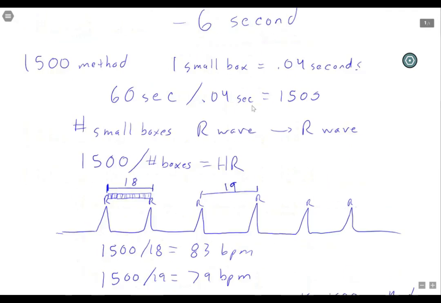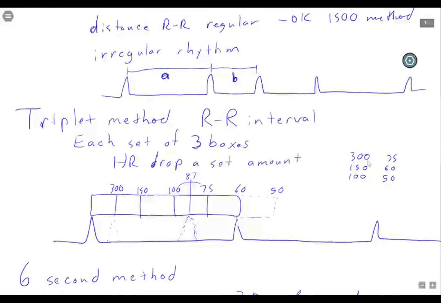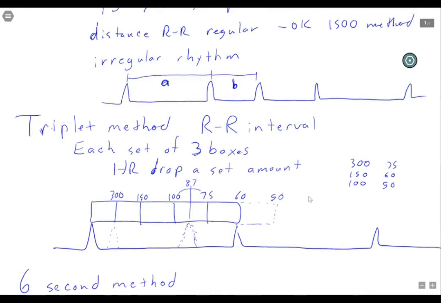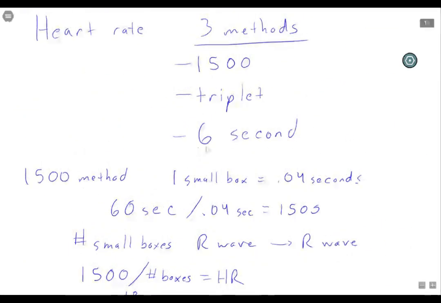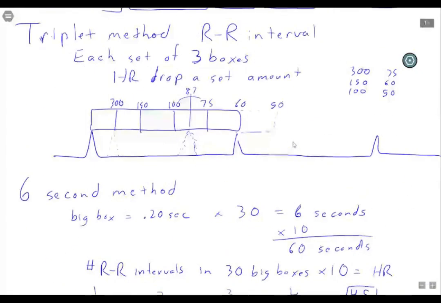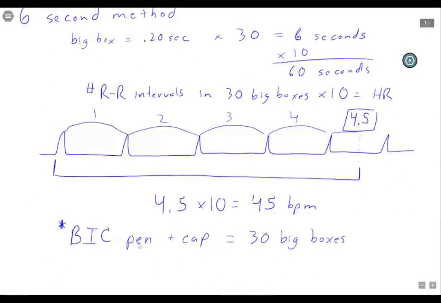Now the triplet method, you simply have to remember the set of numbers 300, 150, 100, 75, 60, 50. So if there's 1 big box between R waves, the rate's 300. If it's 2, it's 150. And then 100, 75, 60, 50 from there. Okay, very quick, very easy to do, but kind of a rough estimate. And then the last one is the 6-second method. It works well with irregular rhythms, and it's relatively quick if you have a Bic pen. You just start at an R wave, and you count how many intervals there are during that 30 big boxes, and you multiply by 10 to get your heart rate.